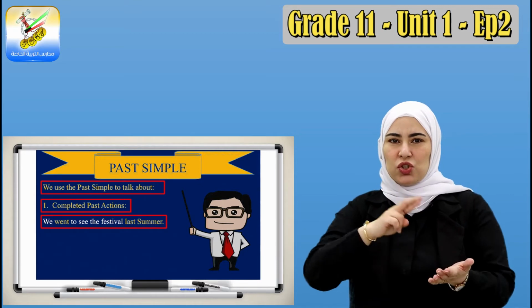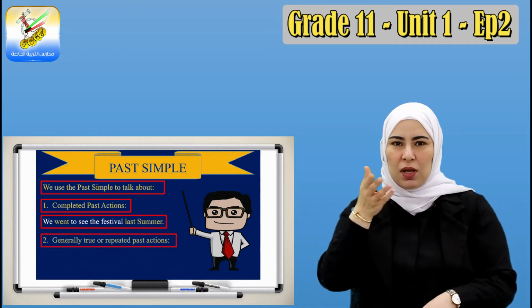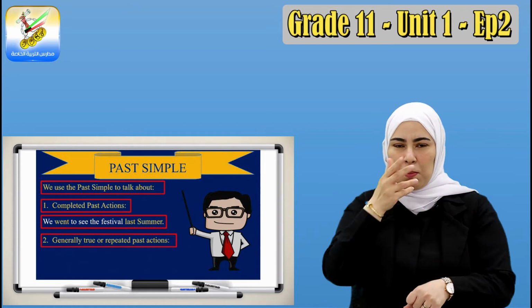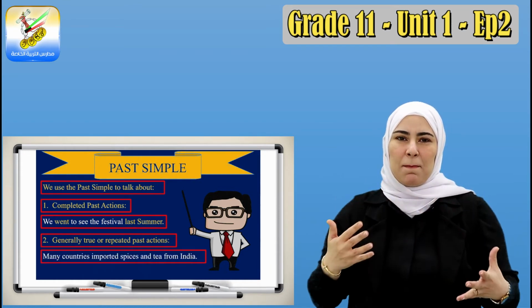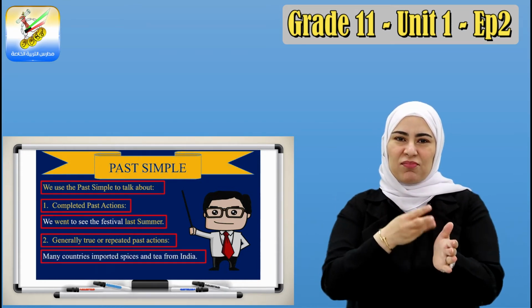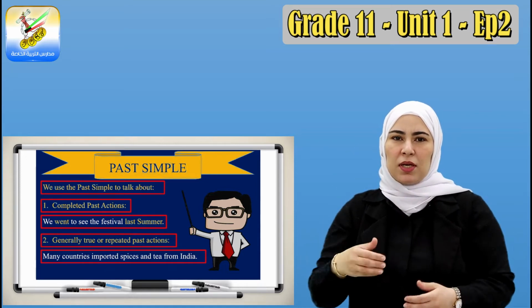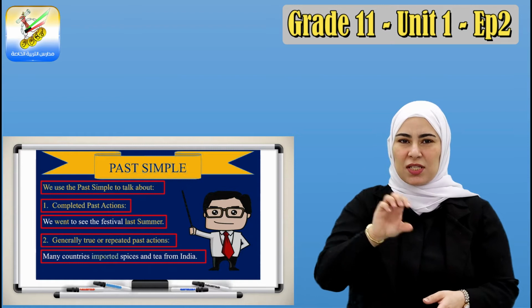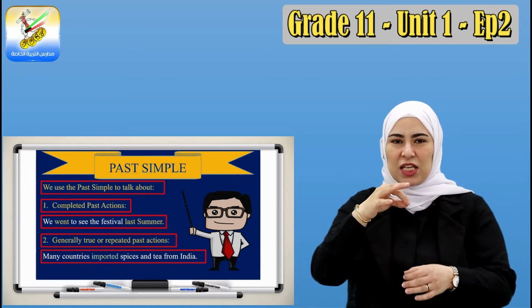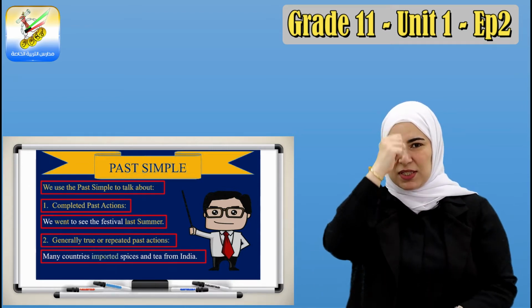And also we use the past simple to talk about generally true or repeated past actions. Here's an example. Many countries imported spices and tea from India. And notice we use imported. It indicates an action that happened in the past.